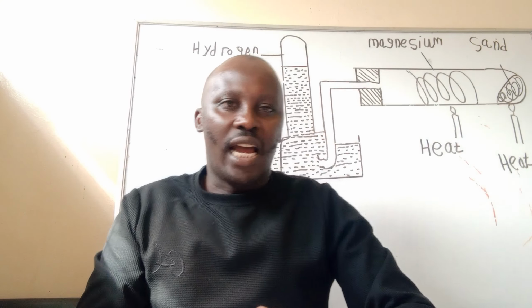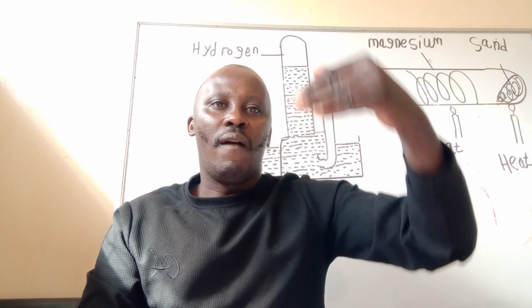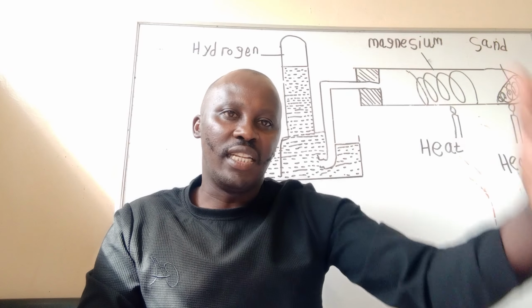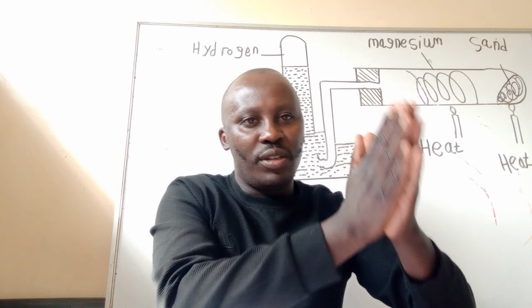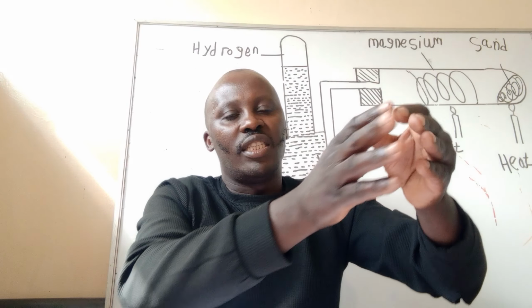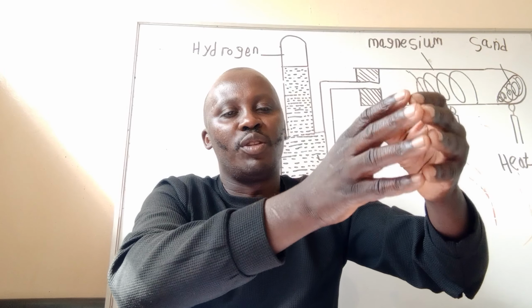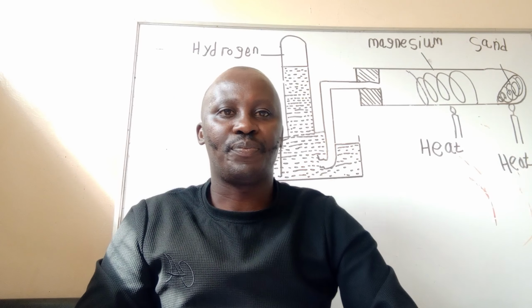In this case, when these metals react with steam, there is a formation of metal oxide. If it is magnesium, there is a formation of magnesium oxide. If it is iron metal, there is a formation of iron oxide. If it is the reaction between zinc and steam, there is a formation of zinc oxide.